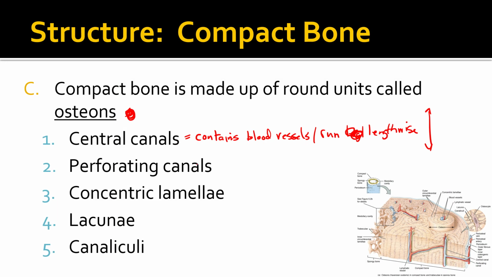We also have these things called perforating canals that also contain blood vessels. But these guys run the opposite way. So they run crosswise. Across. There we go. They run across the bone. So in other words, these guys move from outside to inside.